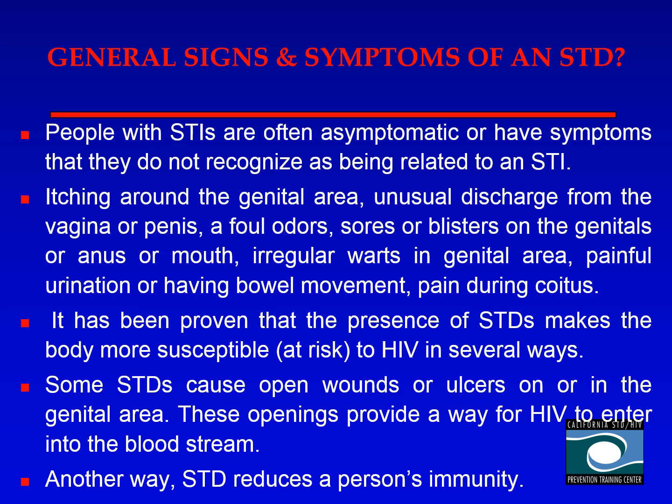There are some general signs and symptoms of sexually transmitted disease. Sexually transmitted diseases are often asymptomatic or have symptoms that people do not recognize as being related to sexually transmitted disease, such as itching around the genital area, unusual discharge from the vagina or urethra, sores or blisters on the genitalia, or sometimes blisters around the mouth, warts in the genitalia, painful urination, and sometimes pain during coitus.